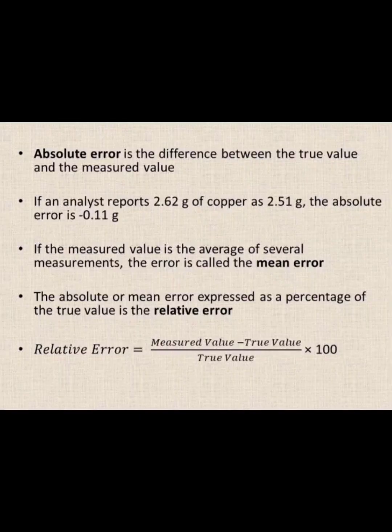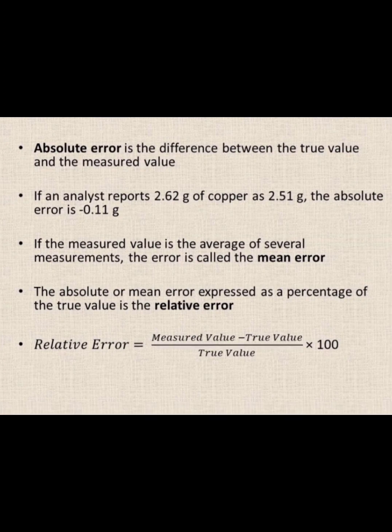This is the answer. And if the measured value is the average of several measurements, the error is called mean error. Next point is, the absolute or mean error expressed as a percentage of the true value is relative error. The above is given as mean error and the next one is relative error. We can see the definition here, and the formula for relative error is: relative error equals measured value minus true value divided by true value into 100.